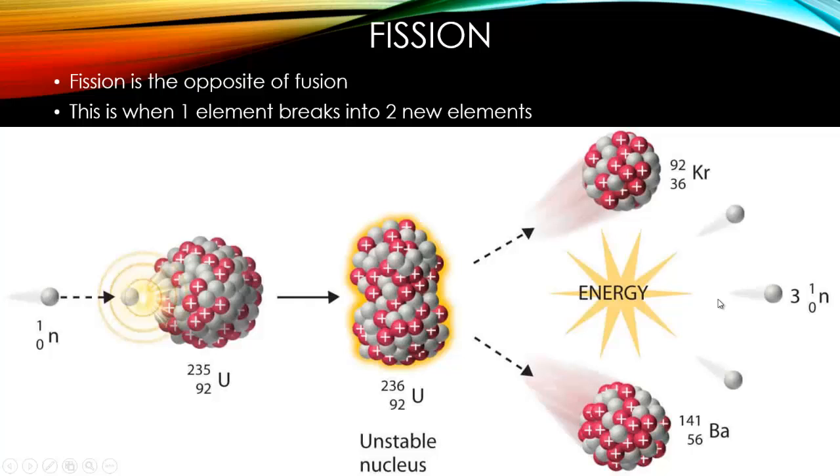And then the bottom number should add up to 92, because that's what we started with. 36 plus 56 is 92. So just like with fusion, all the pieces need to add up to each other at the end.